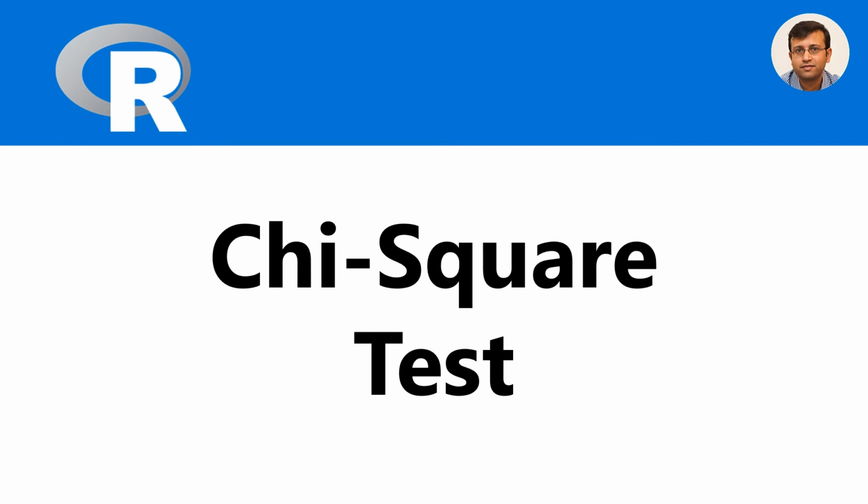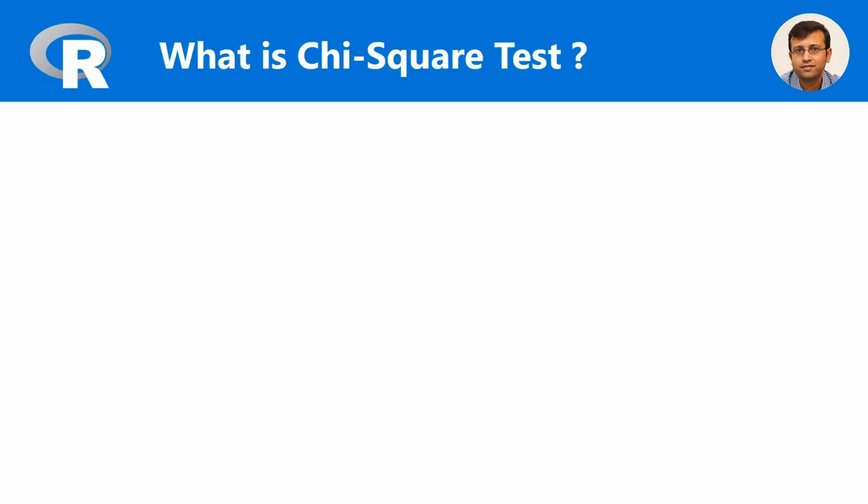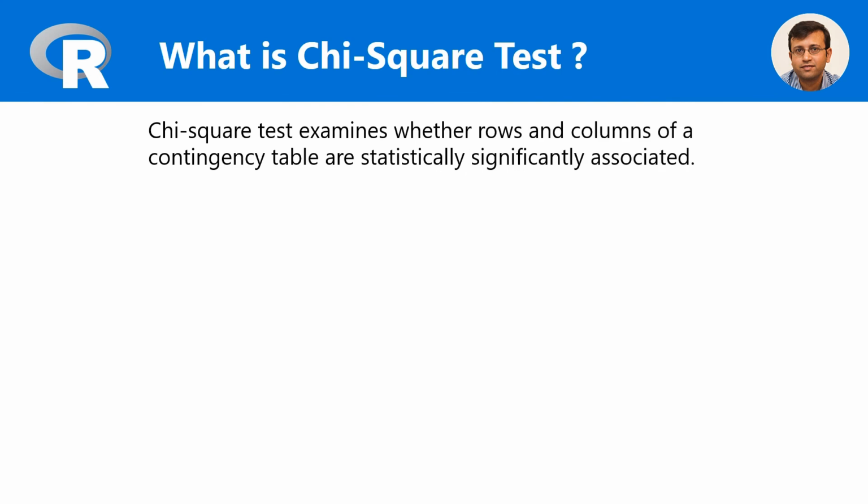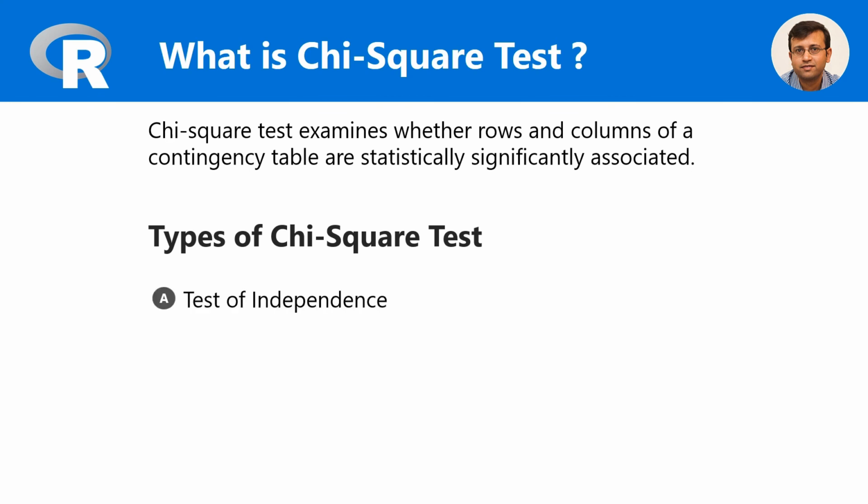In this video, we will look at how to perform chi-square test. The chi-square test examines whether rows and columns of the contingency table are statistically significantly associated. There are two kinds of chi-square test: the test of independence, which asks a question of relationship such as, is there a relationship between two variables, such as ratings and courses?